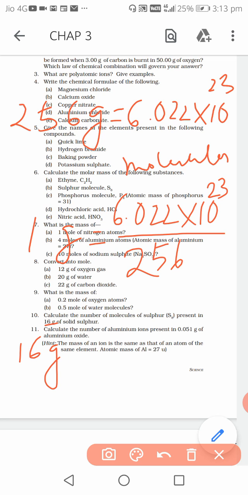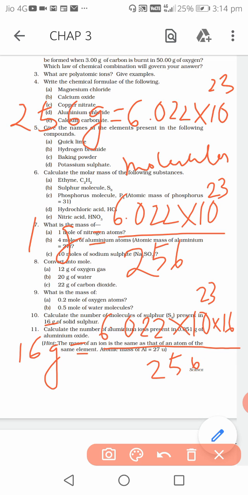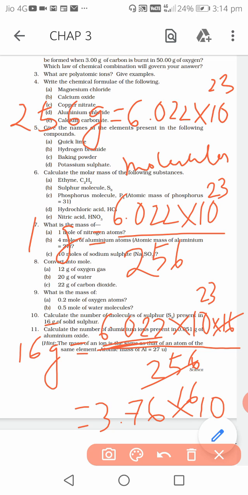This one. Okay. So 16 gram will be how much then? 6.022 into 10 to the power 23 into 16 by 256. Okay, if you divide 256 by 16, it becomes 16 only. So this by 16, 6.022 by 16, if you do the value, probably it is 3.76. You check this one.